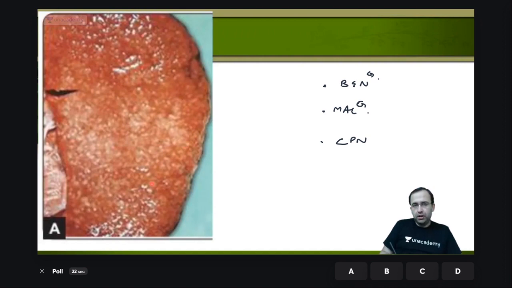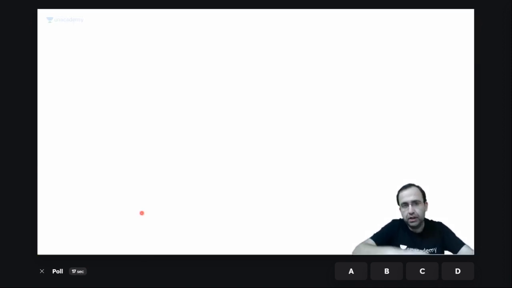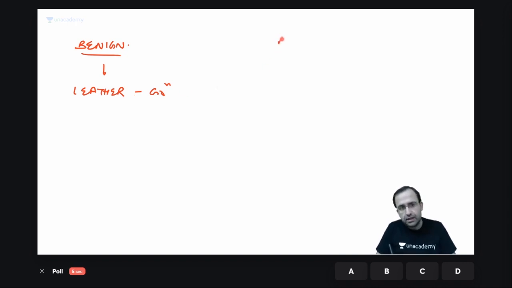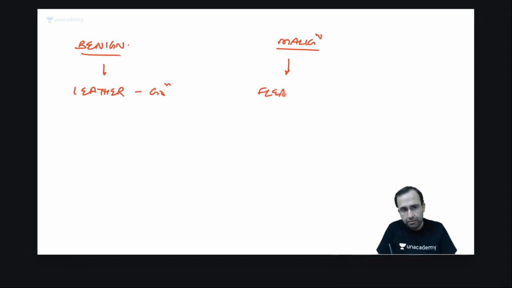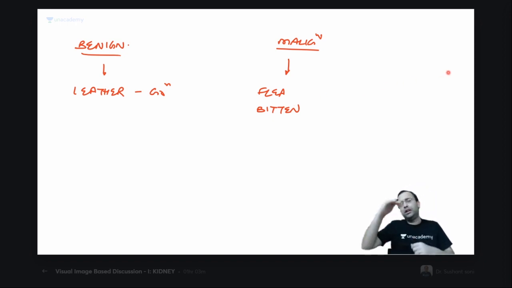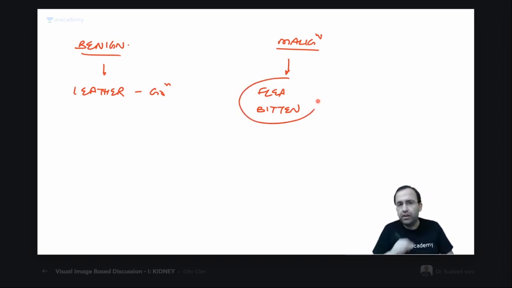Answer got split. Firstly, look, benign hypertension. Let me write it for you. Grossly, benign hypertension shows leather grain appearance, versus malignant hypertension, which has the classical flea-bitten appearance. In malignant hypertension, BP is very high, so it is associated with rupture of capillaries on the renal capsule.